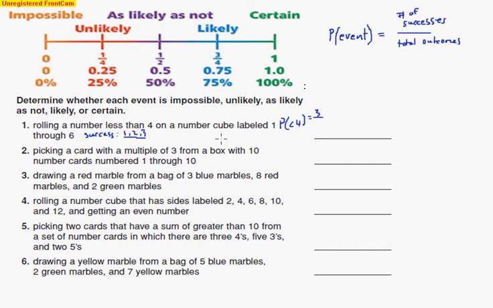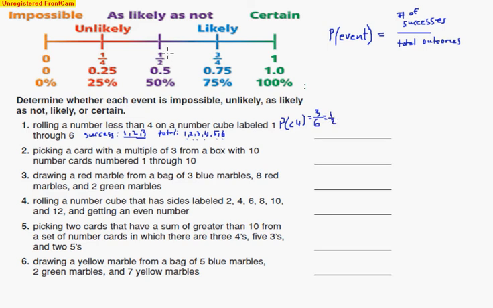3 out of how many? Well, it's a number cube labeled 1 through 6. So the total outcomes we could have would be a 1, a 2, a 3, a 4, 5, or a 6. So there are 6 different outcomes. We reduce that fraction and we're at 1/2.